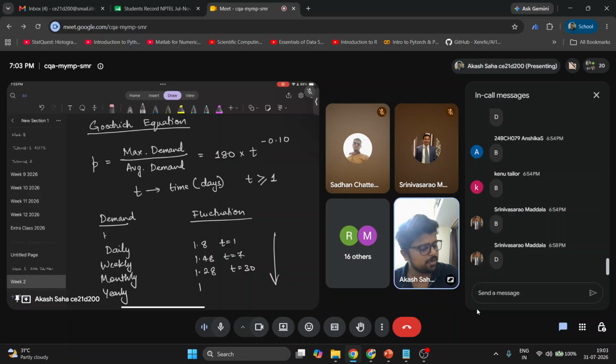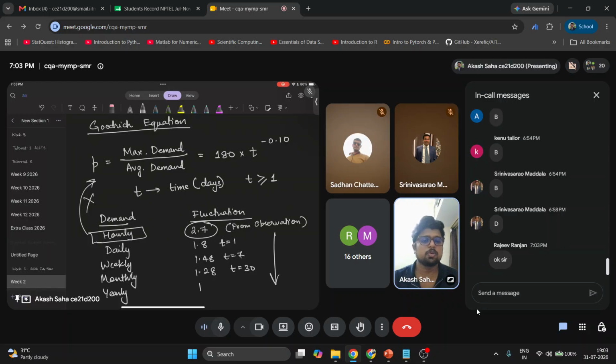And for hourly, we cannot calculate from the Goodrich equation, but generally from observation, it has been found to be 2.7. This is from observation. Here we cannot apply the Goodrich formula. For the other cases, we can use this formula. So that's why you can see the factors. Okay, so this is something extra.